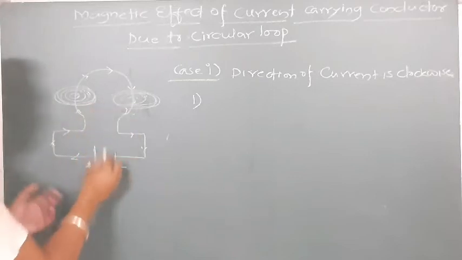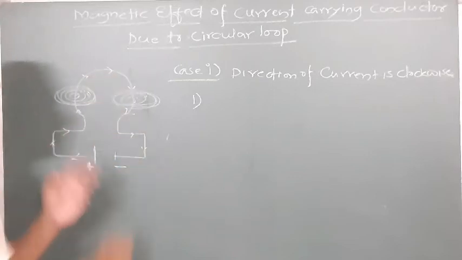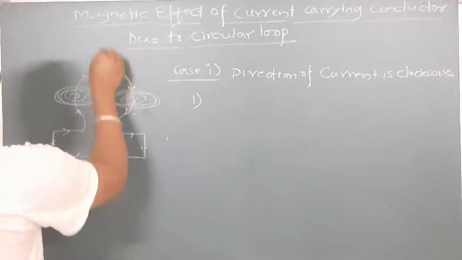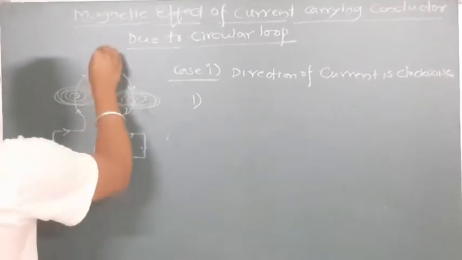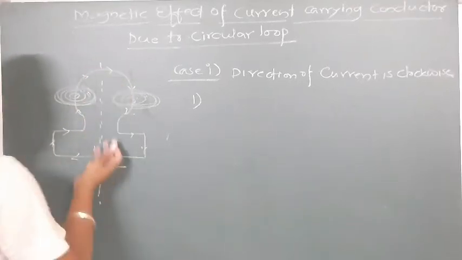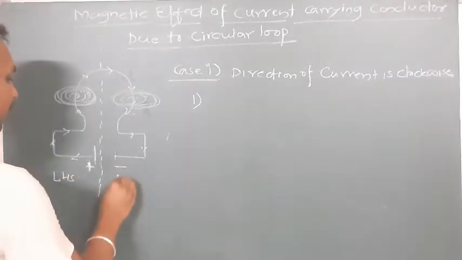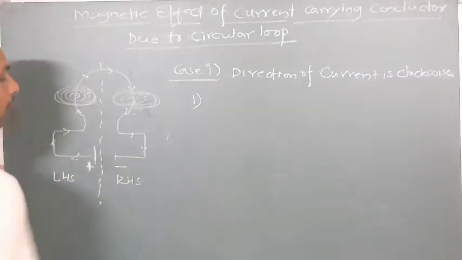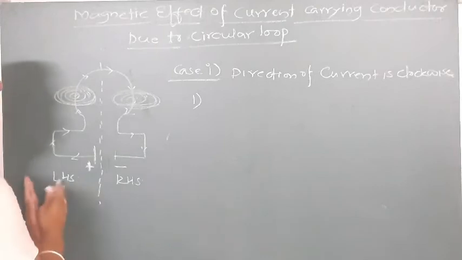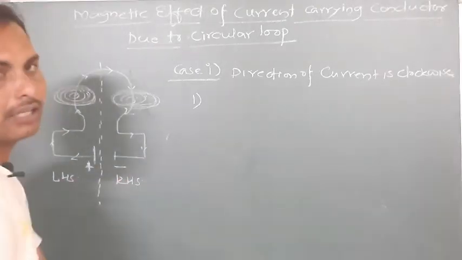Now for our convenience, I'll divide this into two parts. I'll make one dotted line here. This is the one dotted line. I'll take this part as LHS and this part as RHS, left hand side and right hand side.